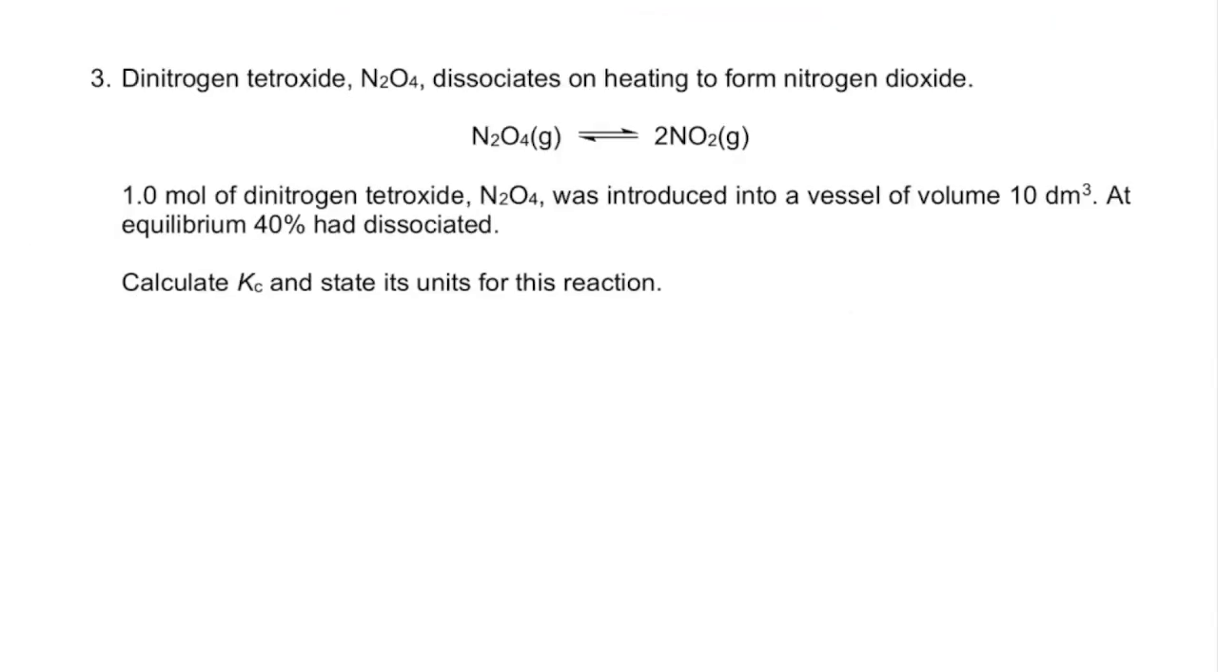So here's another one. Pause the video and see if you can work it through. Remember that when 40% had dissociated, what that means is 40% had reacted. 40% of the initial is the change, 40% reacted, 60% left at equilibrium. So 60% at equilibrium, 40% reacted. So pause the video and have a go, come back and have a look at the answer.